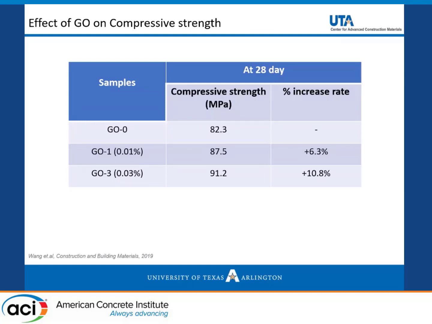So this is, again, I will show our work in a minute. This is at a very low water to cement ratio. This is also work done at Northwestern. And addition of GO, in this case, you can see increases compressive strength. And I will show a little more of that.